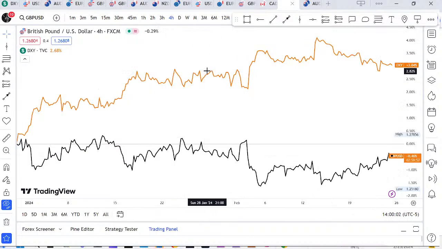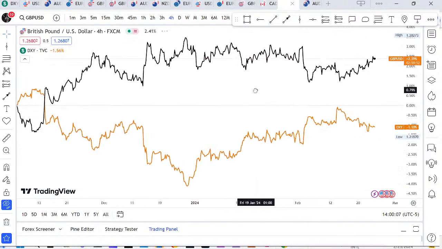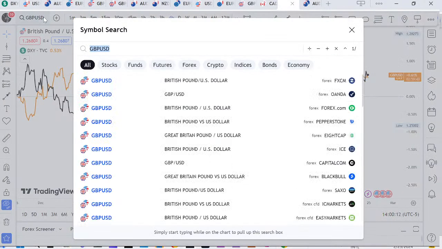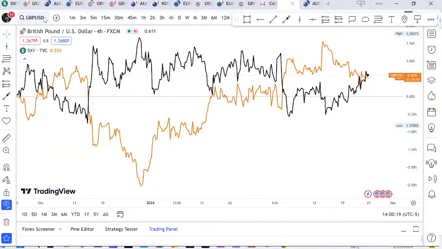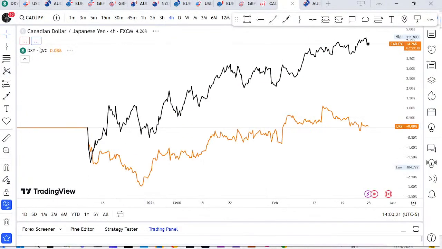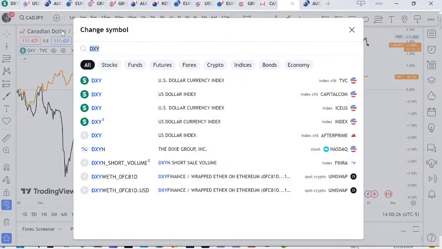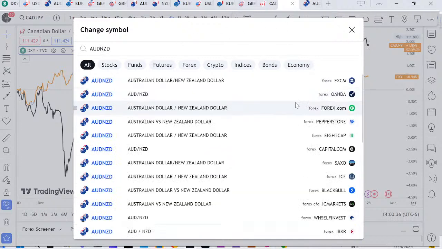Now quickly let me look at neutral correlation. A neutral correlation example in the chart would be GBP and AUD, NZD. Like I said, a neutral correlation is when they don't have a relationship whatsoever.